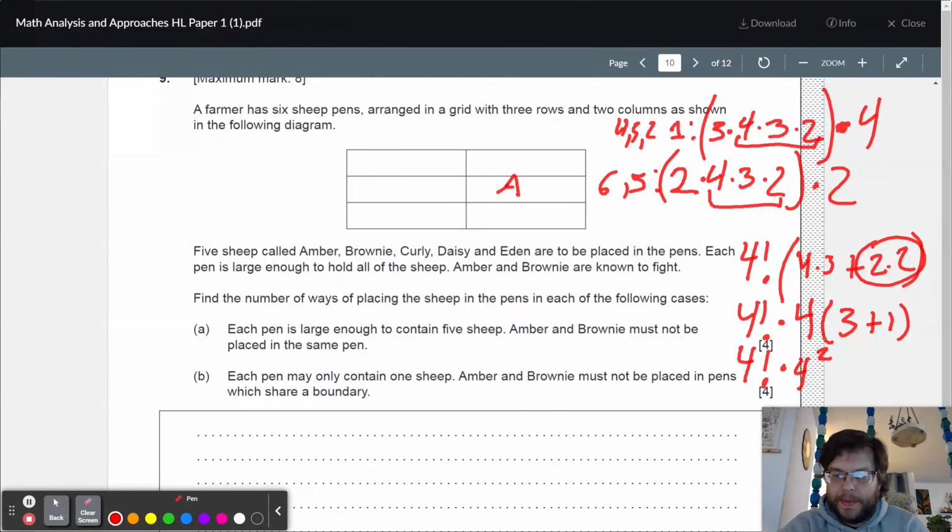I think that's a fine answer. If you really want to get weird, 4 to the third times 3 factorial. Why not? So there you go.